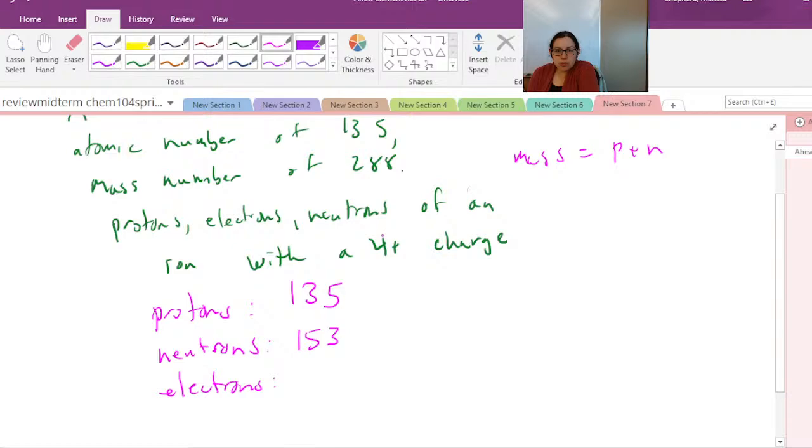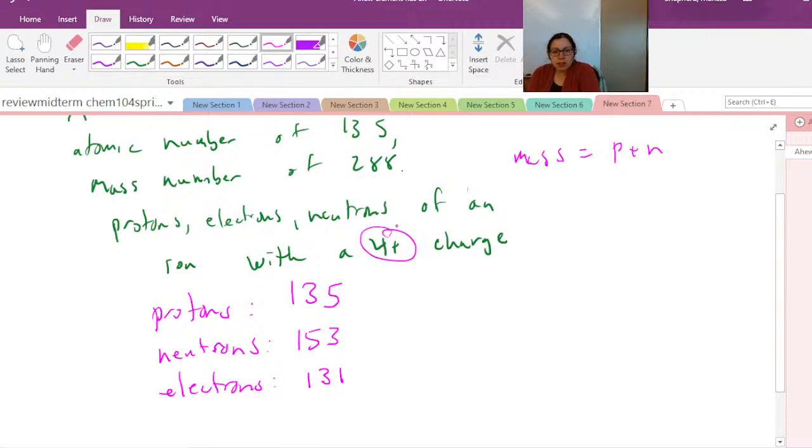And then electrons, we have a +4 charge, so we can compare it to our protons. So how many electrons do we end up with? So 131 electrons, and chat also agrees with that. Did we all get that in here? Do we have questions? I see some yeses.